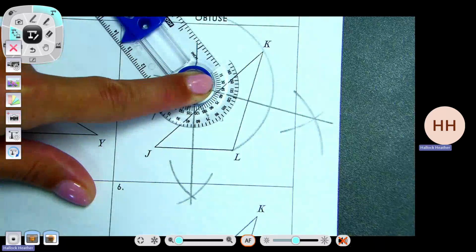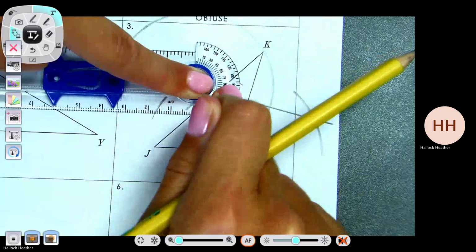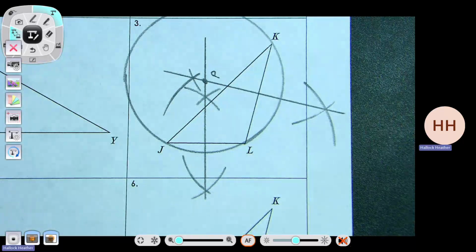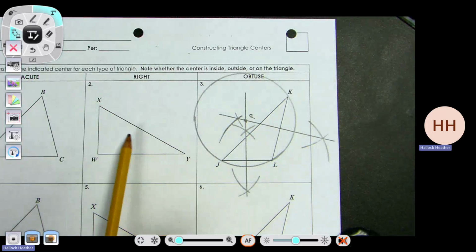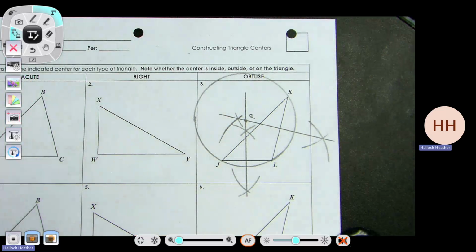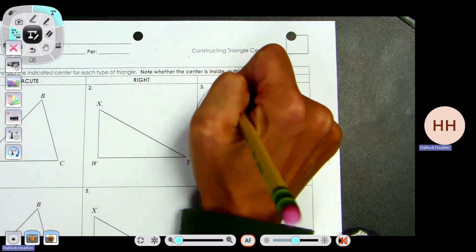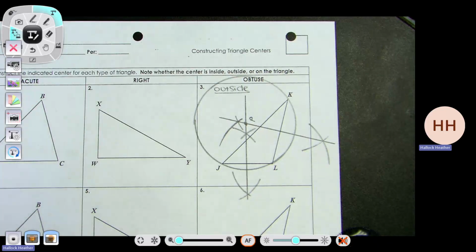Okay. Why don't you try either one or two? It doesn't matter which one. This center falls outside the triangle, which is totally fine because it's an obtuse triangle. It's going to fall outside. So try one or the other. It doesn't matter.